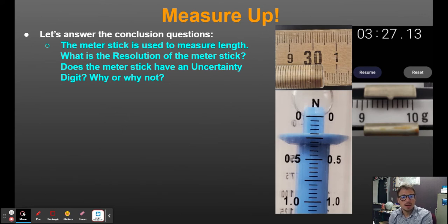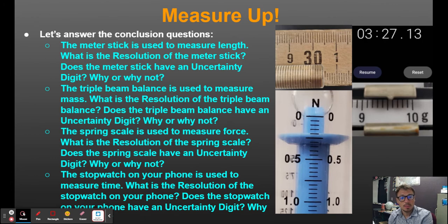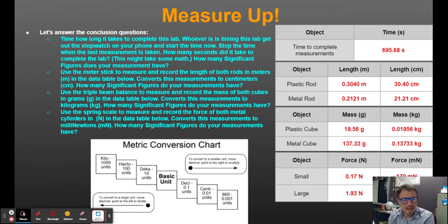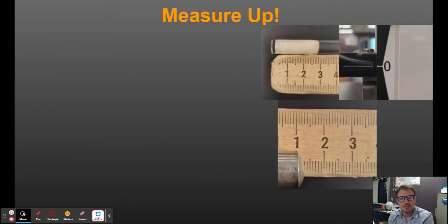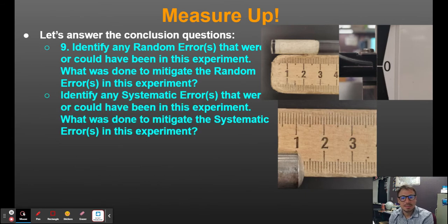Same thing with the triple beam balance. Same thing with the spring scale and the stopwatch. So this is the data that was collected from that lab. Now notice that when the measurements were taken and converted, no significant figures were gained or lost. If you have four significant figures with whatever you measure, if it's converted into another unit, it still has to have four significant figures. So the random errors, well, that's just the inability to take the same measurement twice.